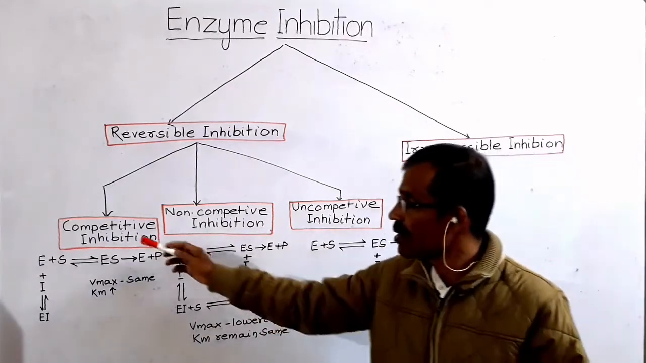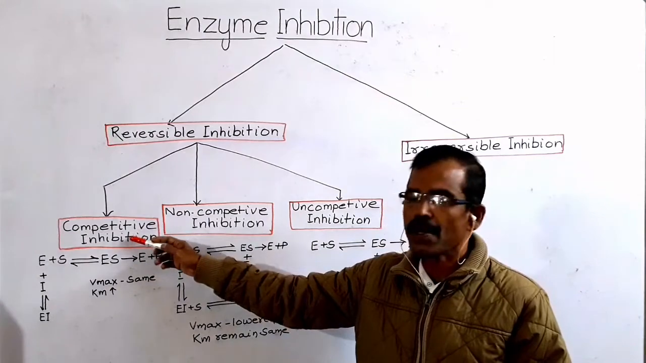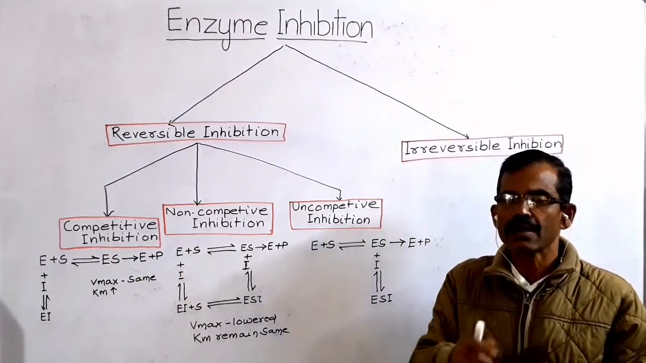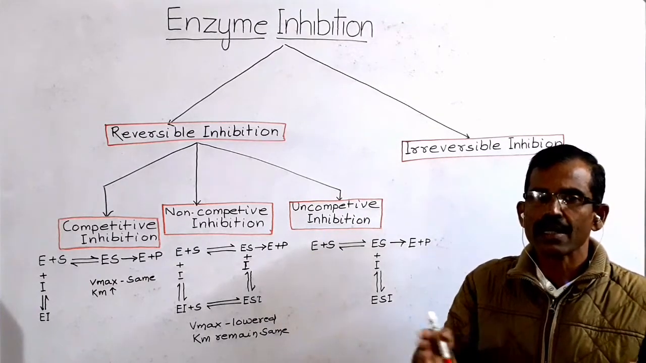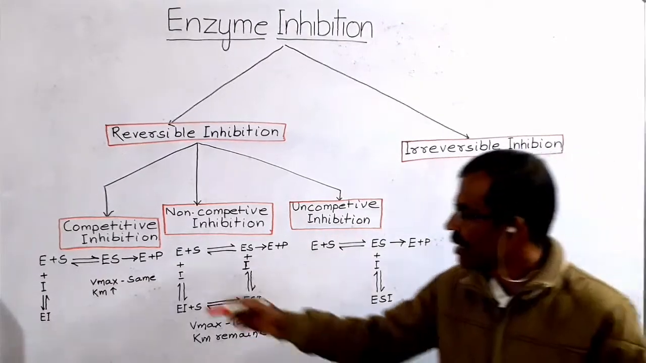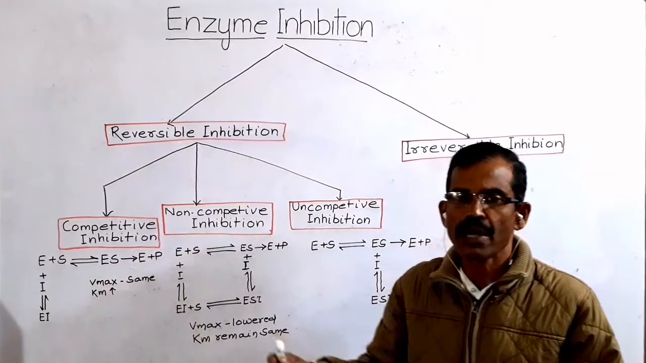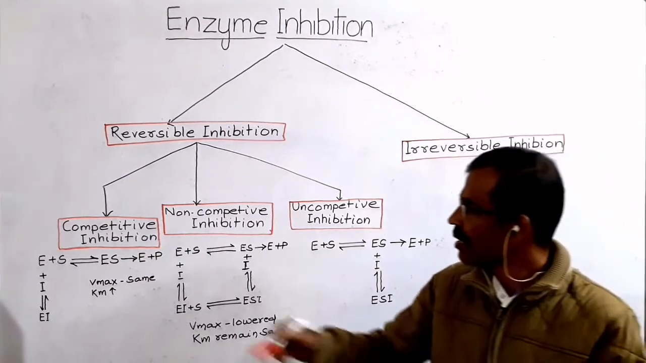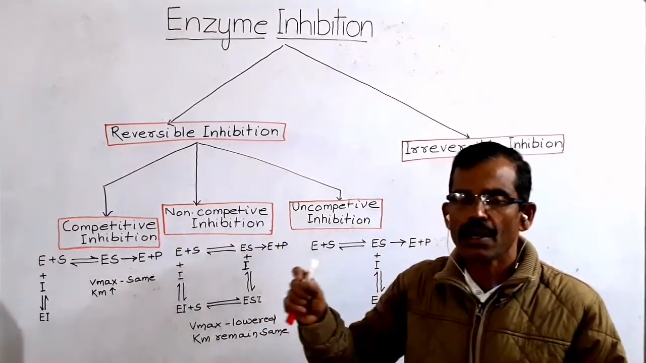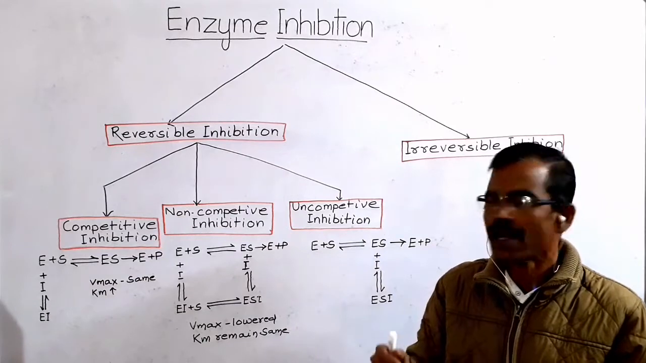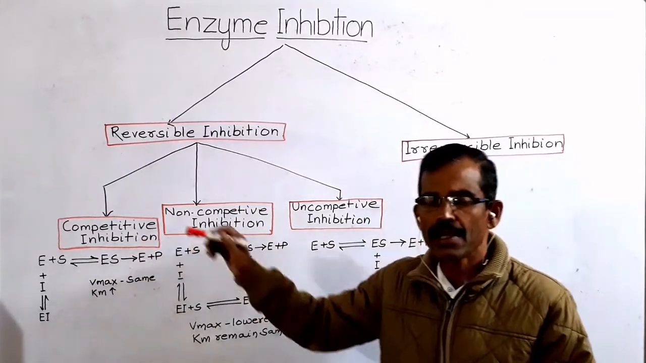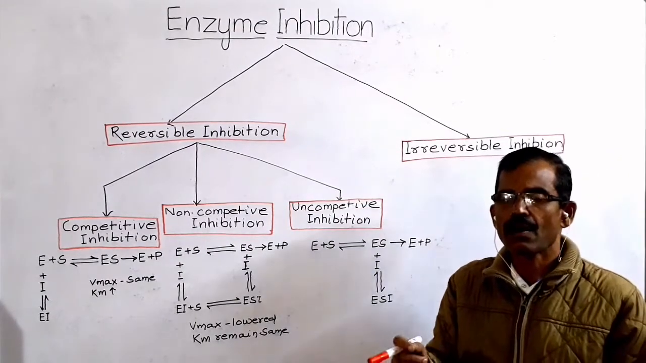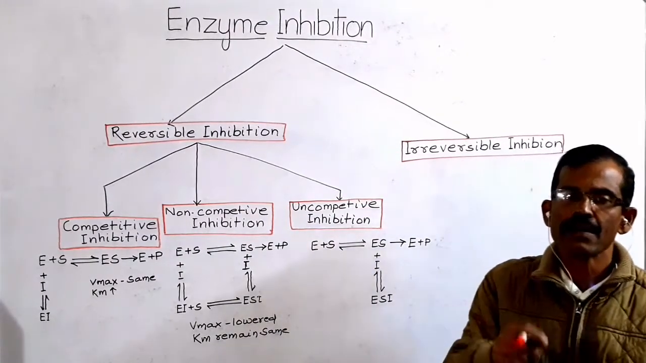What is competitive inhibition? In this type of inhibition, the inhibitor closely resembles the substrate. That means they are structurally related. As a result, the inhibitor competes with the substrate for binding at the active site of the enzyme. That means competitive inhibition occurs at the active site, and the degree of competitive inhibition is proportional to the relative concentration of the substrate and the inhibitor.